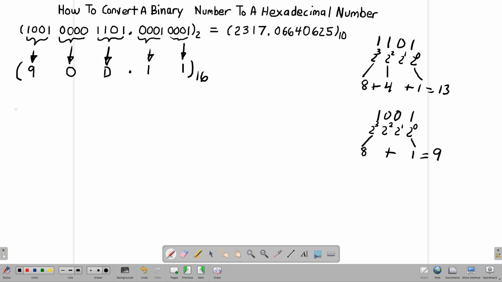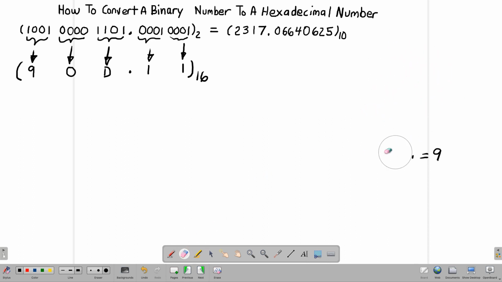Now we want to test to show that when we convert this to decimal, it equates to 2317.066400625. Let's clear some space up. A few things we're going to need: anytime you have a value to the right of the point, it's a negative exponent. So in this case, this is really 16 to the minus 1 power because it's in the first position. And 16 to the minus 1 power equates to 1 over 16, so 1 divided by 16 should be a value of 0.0625.